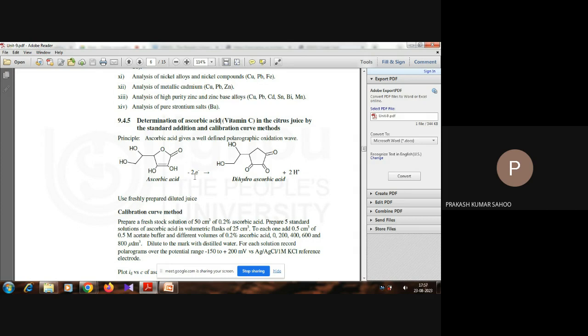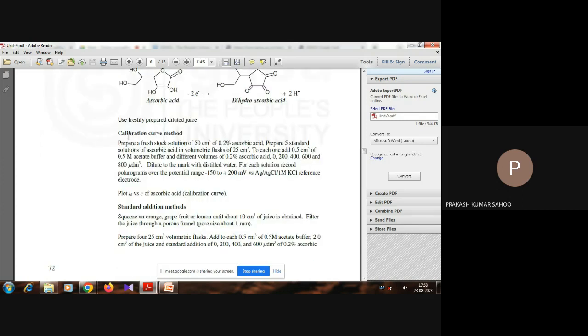Then when it is oxidized, that is loss of electron, what happens? The 2 H plus are removed, so it becomes a double bond O. We have dehydroascorbic acid. So this is the determination of ascorbic acid in citrus juice by the standard addition and calibration curve method. So we have two methods, that is standard addition method and calibration curve method. First one, calibration curve method.